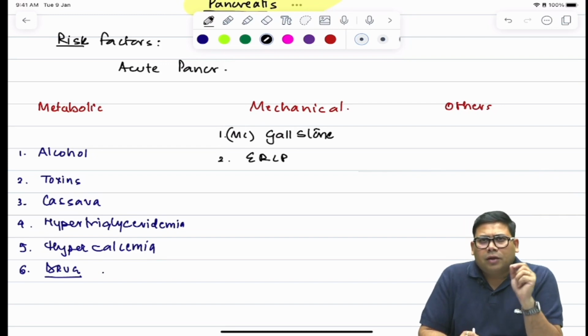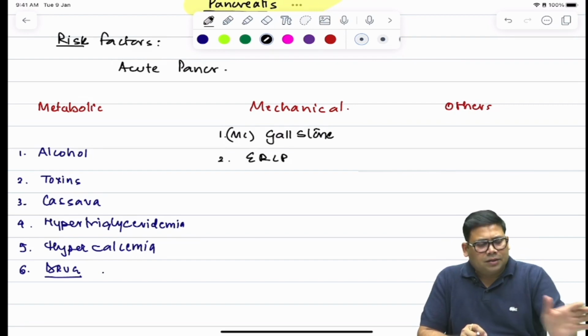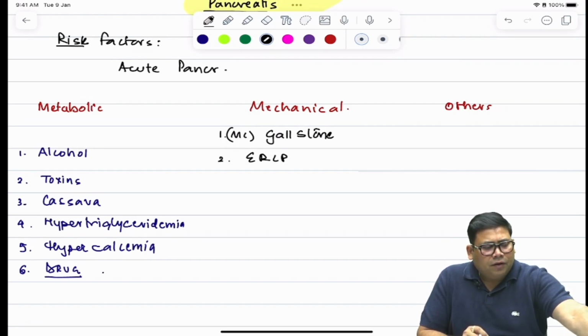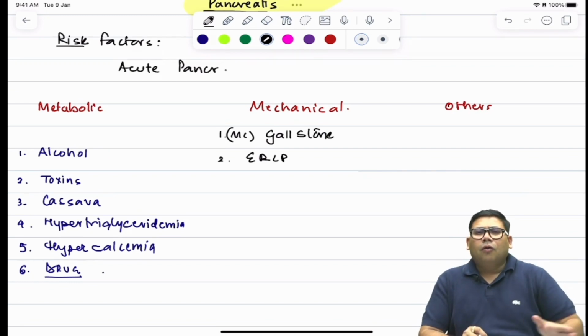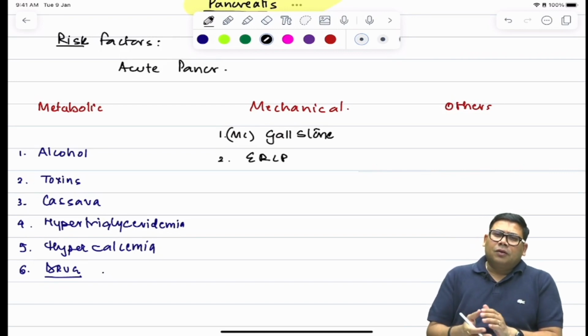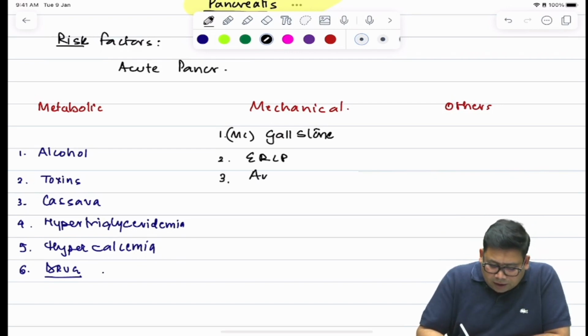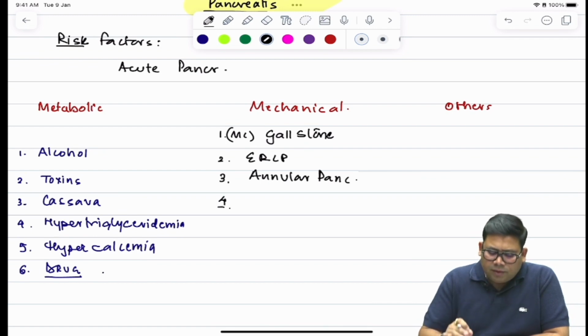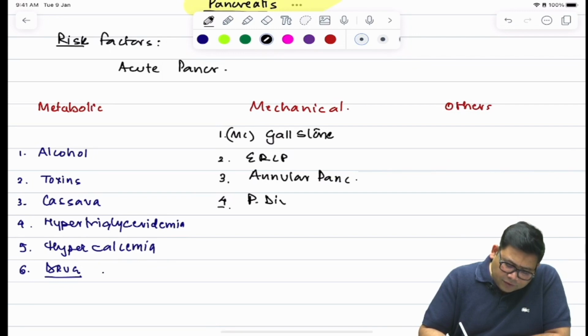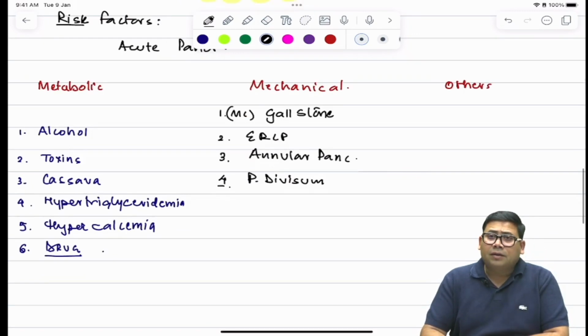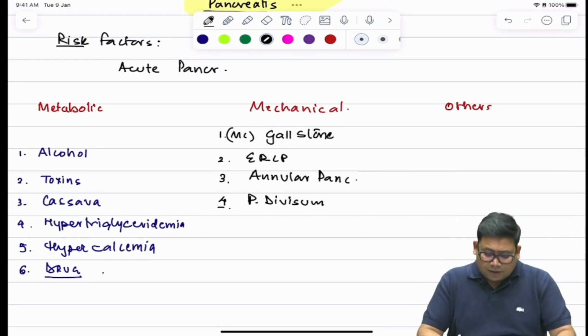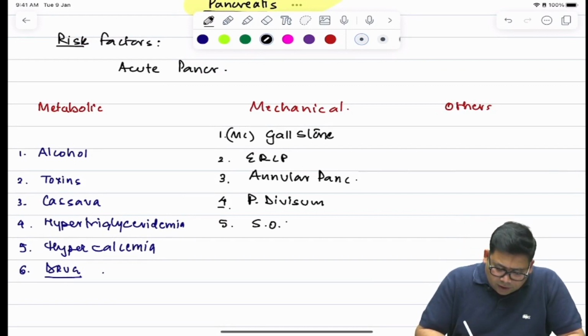Do you know the criteria for ERCP-induced pancreatitis? Fresh elevation of amylase and lipase after the ERCP procedure. This is very important. So new onset of acute pancreatitis-like symptoms, or worsening of the previous symptoms within 24 hours. The third is annular pancreas, or students, it may be pancreas divisum also. Pancreas divisum and annular pancreas are the classical risk factors. It may be due to sphincter of Oddi dysfunction also.